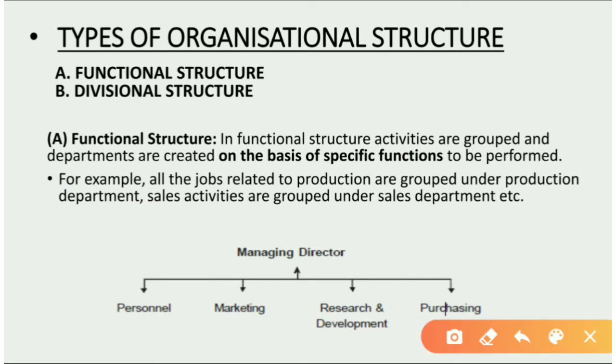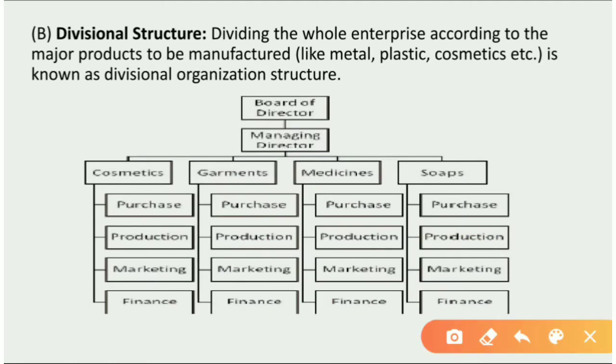So you understood functional structure: on the basis of different functions the departments are created. Now moving to the next structure, that is divisional structure. What does this mean? Dividing the whole enterprise according to the major products to be manufactured, like metal, plastic, cosmetic, etc., is known as divisional structure. Students, divisional structure means different activities or work of the enterprise are divided on the basis of what?